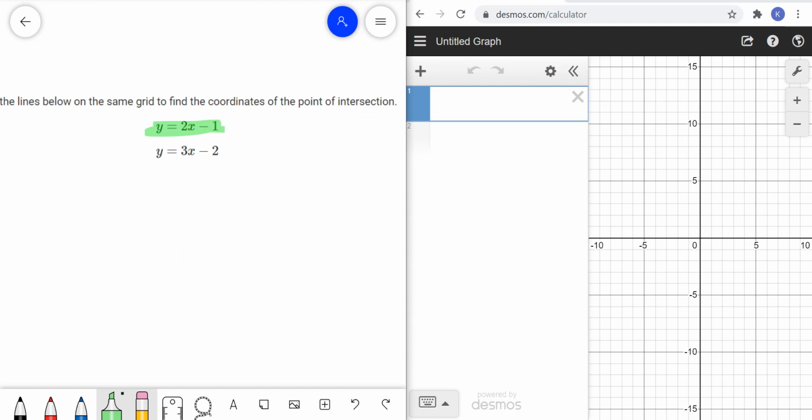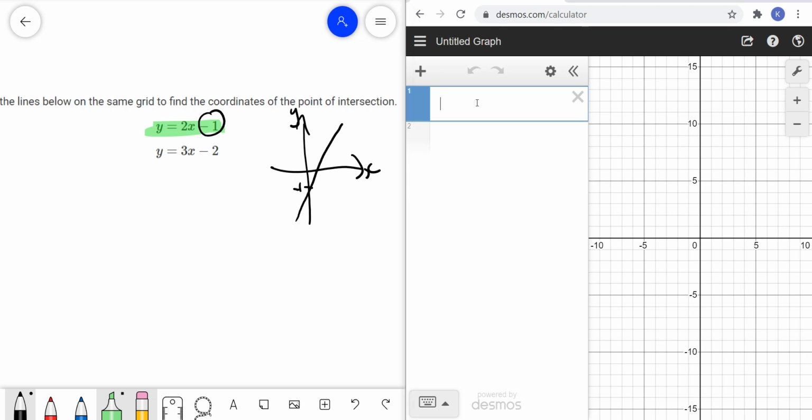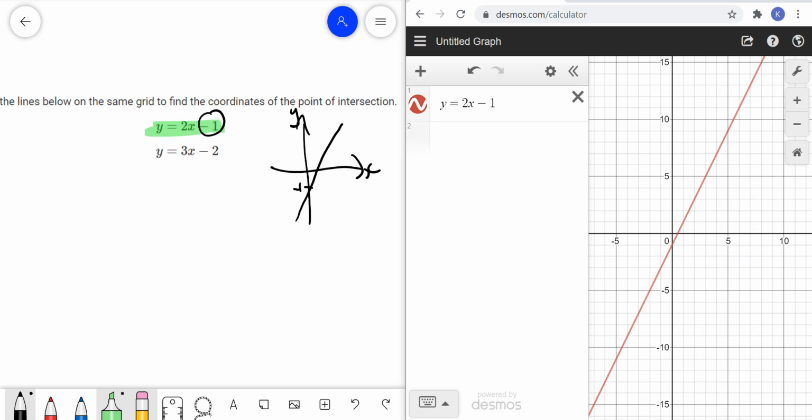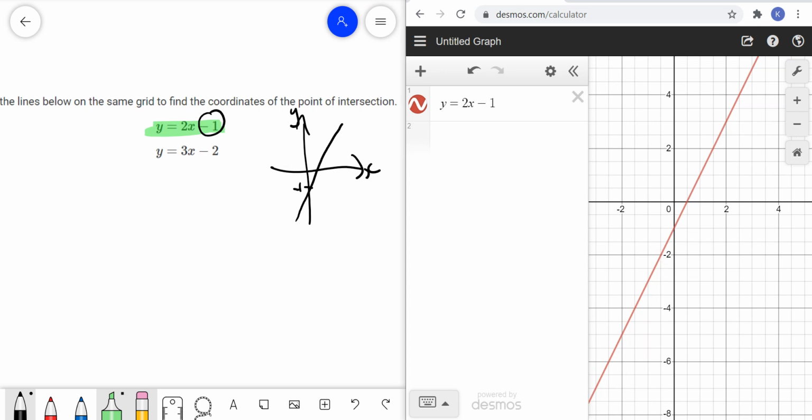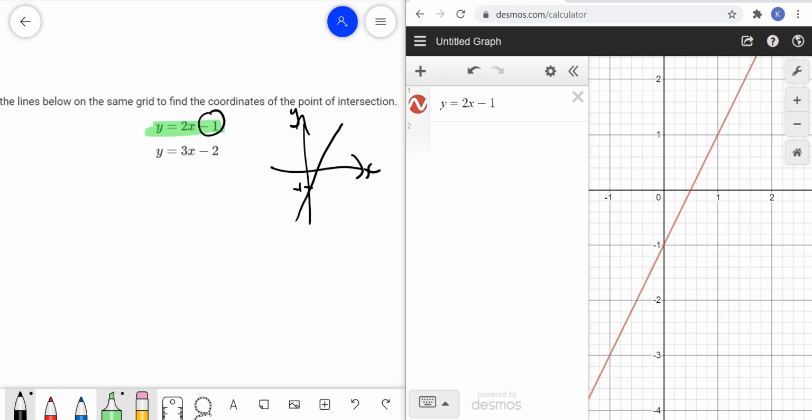Now you should be thinking to yourself in your head as you do this, well, I know that the y-intercept is -1. I know the gradient is positive, so it's going to look like that. But this enables you to type it in, and oh look, there is the graph. How helpful is that? And you can see the y-intercept is at that point there, 0, -1, and the gradient is, for every 1 to the right, it's going up by 2. So that's the first graph.